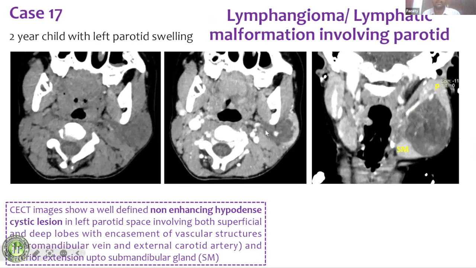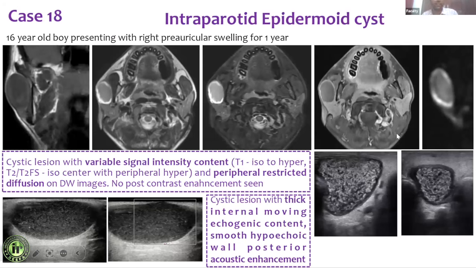There is a cystic lesion, non-enhancing, encasing the external carotid artery in the superficial and deep lobe of the parotid and extending onto the submandibular gland. So this is another case of lymphangioma involving the parotid. So venous malformations will show delayed phase enhancement. Lymphatic malformations will not show enhancement.